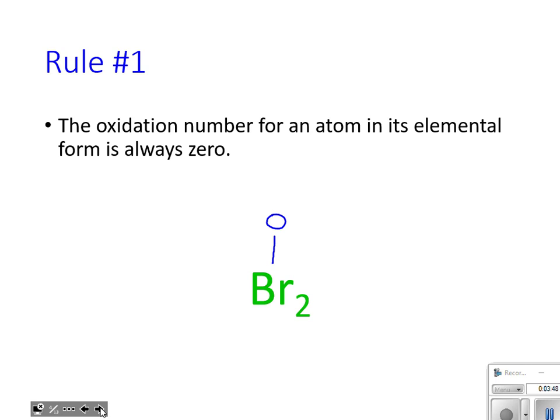Now this is diatomic bromine. I think one of the examples I have on your paper is, what if it's S8? What if there are 8 of those? Does it matter? No, it's still elemental. That's still the element, so that's going to be an oxidation number of 0 also.